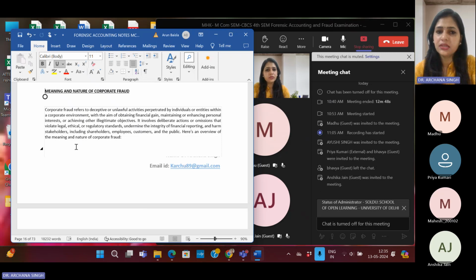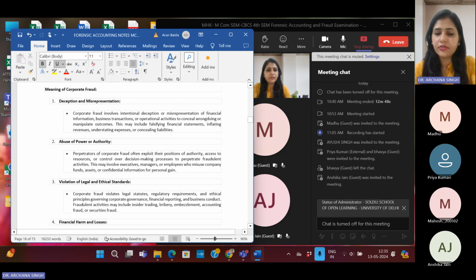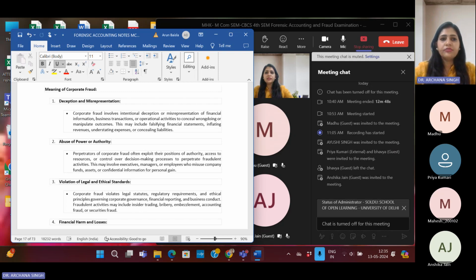Stakeholders include your shareholders, customers, public. So what is the meaning of corporate fraud and what is the nature of corporate fraud, that we will discuss in detail. First of all, the meaning of corporate fraud. Corporate fraud means within an organization they are doing misappropriations and misleading of information. So deception, first is your deception and misrepresentation. Deception and misrepresentation is the first thing that you have to consider while analyzing corporate fraud.